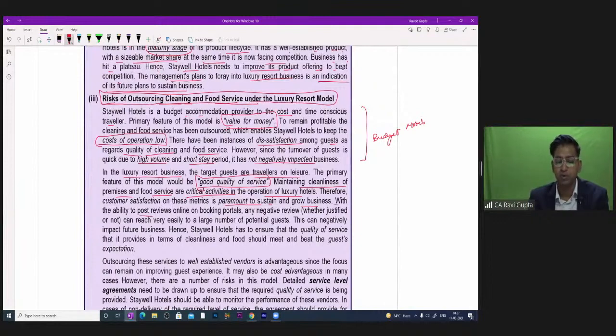With the ability to post reviews online on booking portals, any negative review, whether justified or not, can reach very easily a large number of potential guests. This can negatively impact the future business. Hence, Stay Well Hotel has to ensure that the quality of service that it provides in terms of cleanliness and food should meet and beat the guest expectation. So this speaks about the luxury resort.